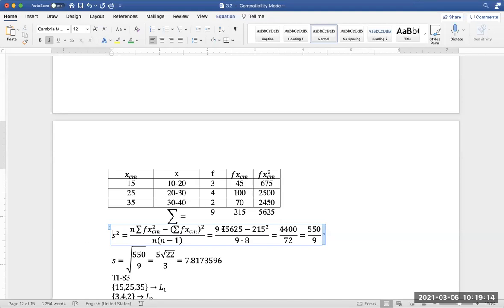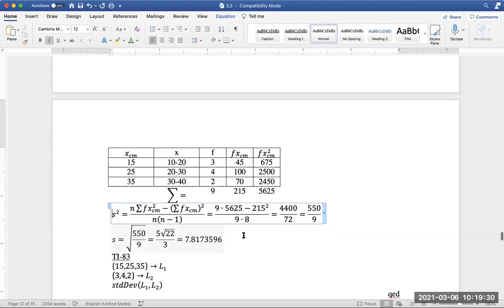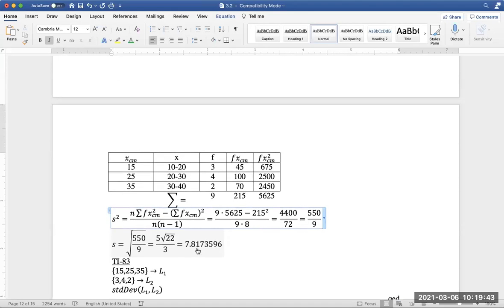So let's compute the sample variance. n is 9. The sum of f x sub cm squared is 5625, minus the sum of f x sub cm, 215, squared, divided by n, 9, times n minus 1, 8. And so take the square root of that. So s is equal to 7.8173596.